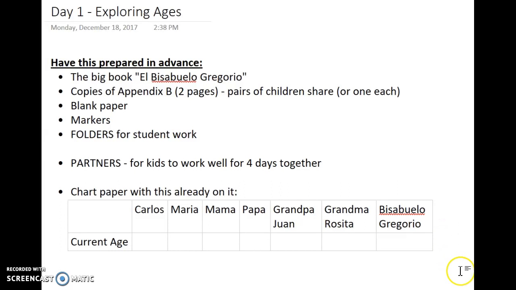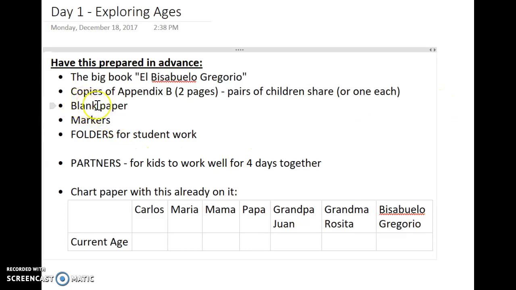So to get ready for today, you're going to need your big book, the copy of El Bisabuelo Gregorio. You're going to need copies of Appendix B, that's 2 pages. It says to make the copies for each pair of children to share, but it might be handy to make a copy for each child. Even if they're working together, they can each fill in their own page. That's sort of up to you. I think there are benefits to both, and it depends on the kids and their abilities to work together.